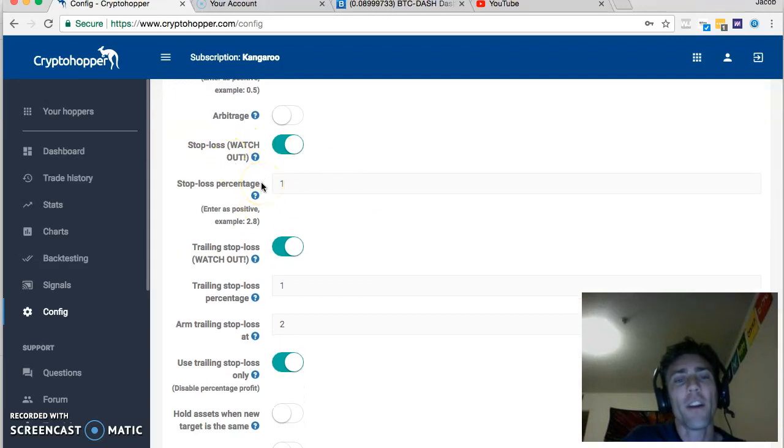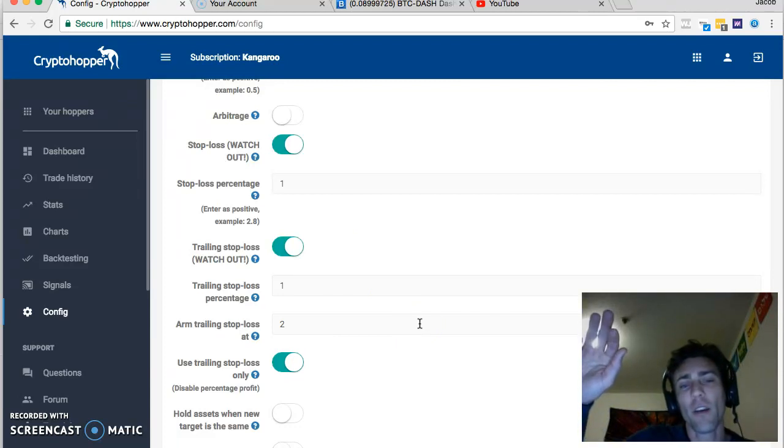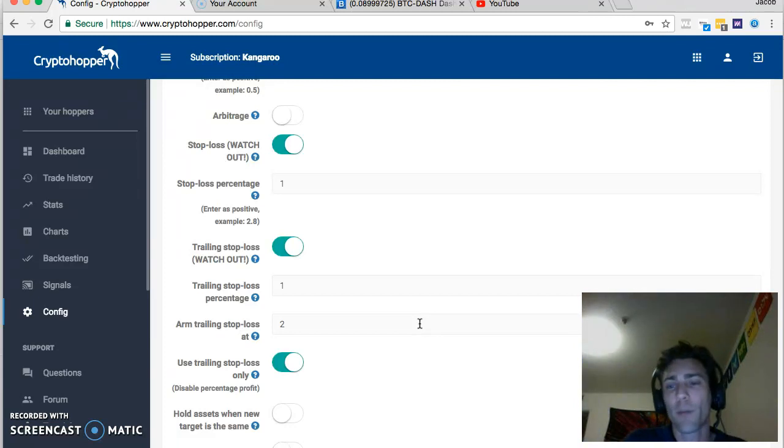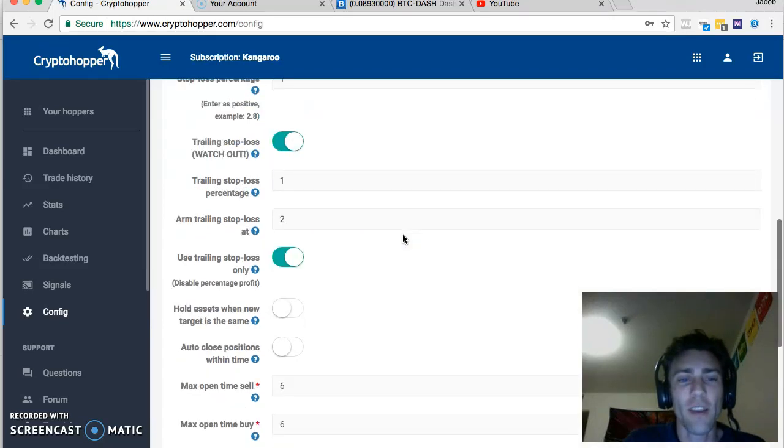Stop loss very tight at 1%. Trailing stop loss also at 1%, and it engages at 2%. And I'm using the trailing stop loss only, which disables the percentage profit. So that allows me to ride a coin up as high as it's going to go before coming down 1%. As soon as it does that, I'm looking for conservative gains, but for those gains based on the signals to beat out the number of calls that sell at the stop loss. So we shall see how this goes.